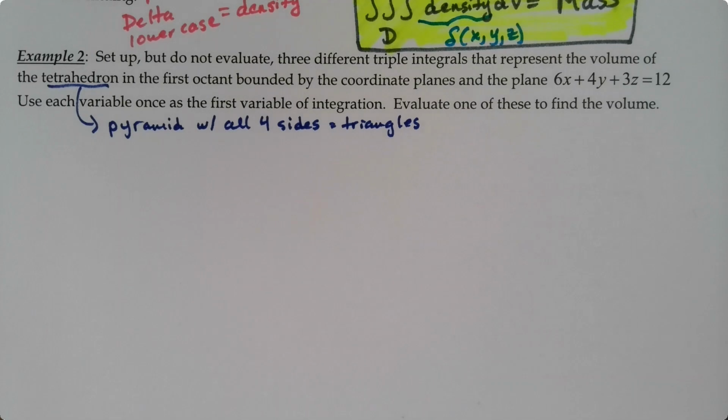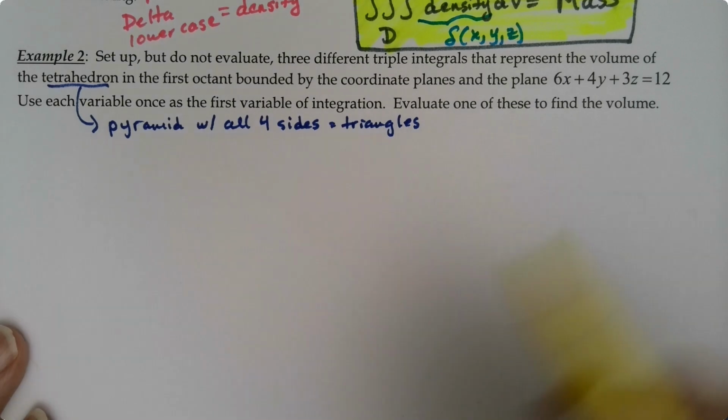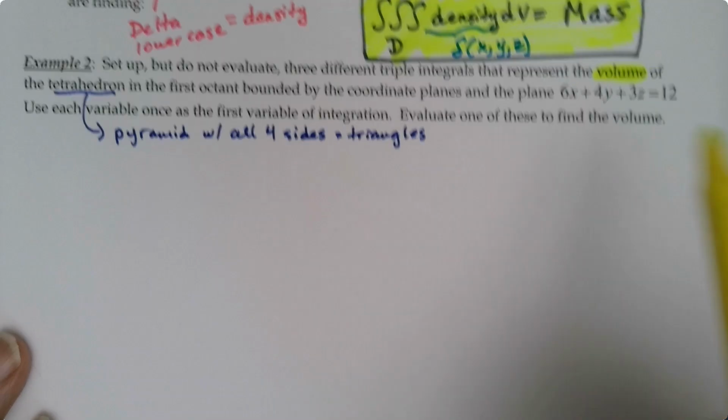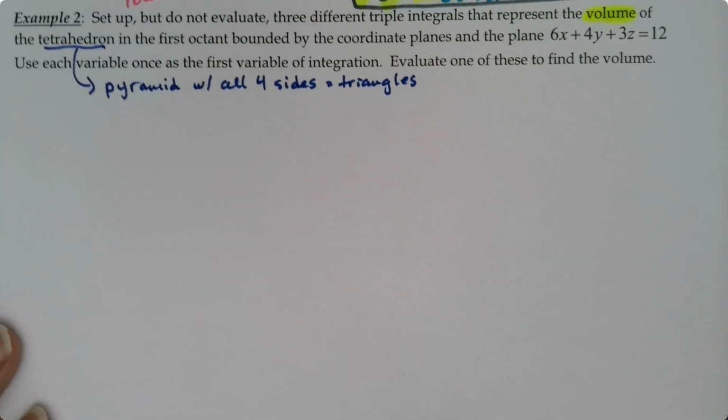So now let's set up the triple integrals to represent the volume of the tetrahedron in the first octant bounded by the coordinate planes and the plane 6x plus 4y plus 3z equals 12. Now notice we're finding volume. Volume is a triple integral of 1. Right, so we're going to set up the triple integrals with 1 with our limits of integration.